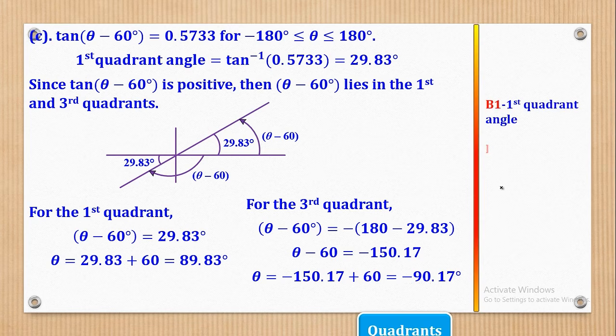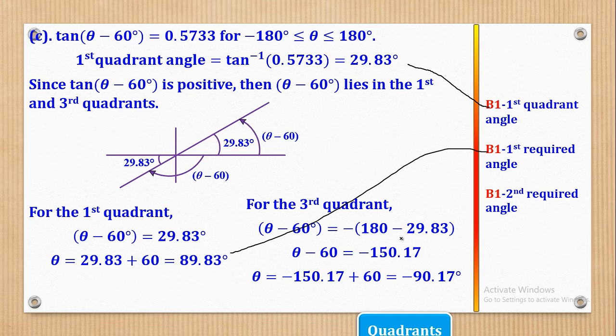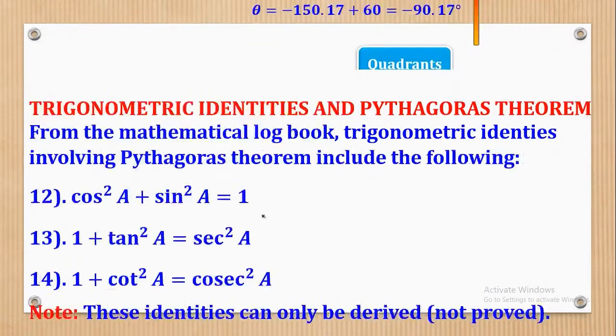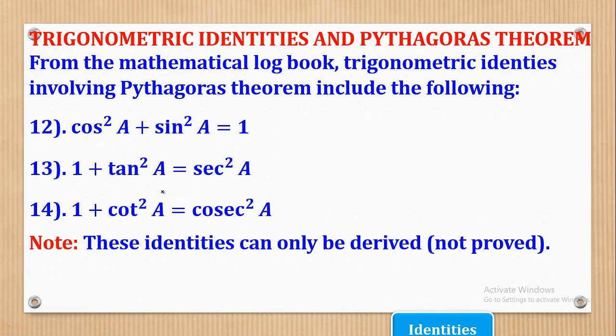So those are the two angles they wanted. This one is for getting that, and this one is for getting that. So that was basic equations. Now we shall go to trigonometric identities and Pythagoras theorem.